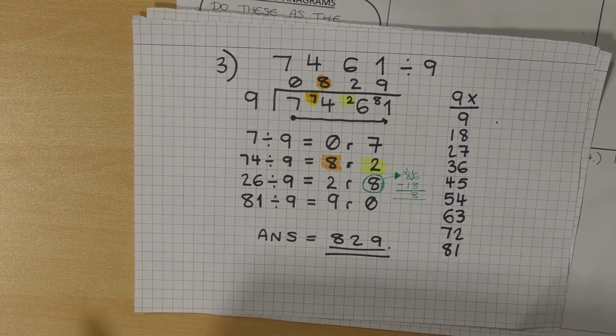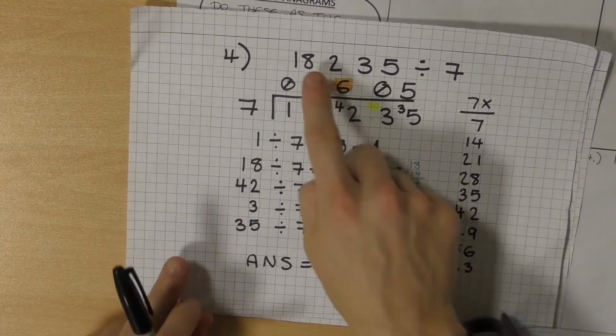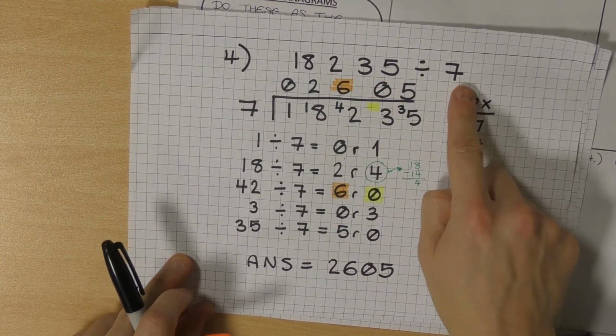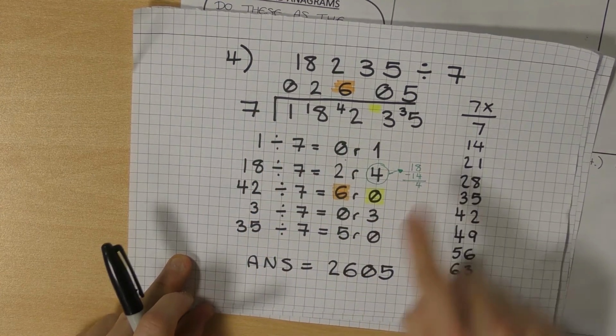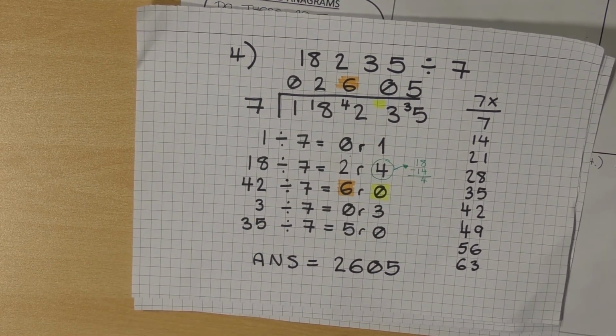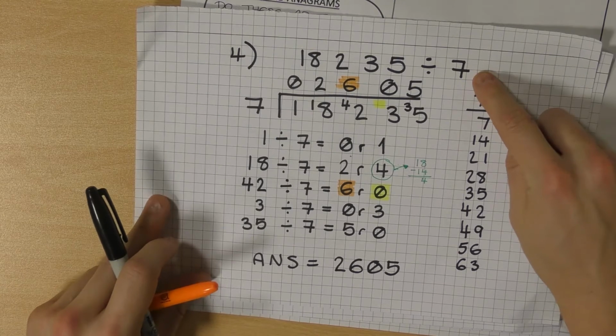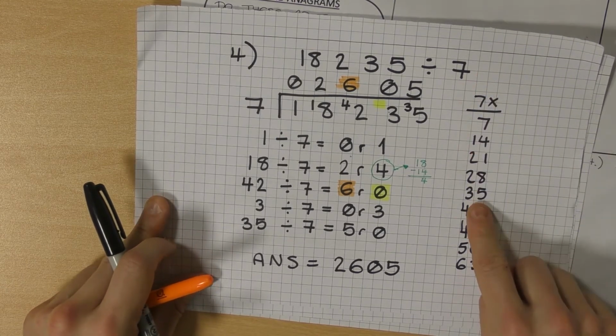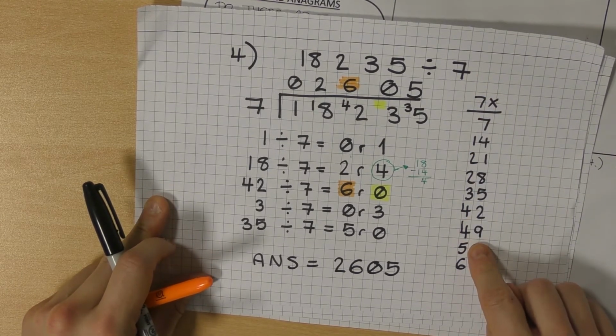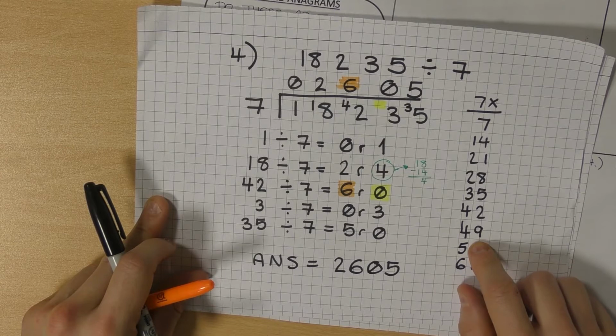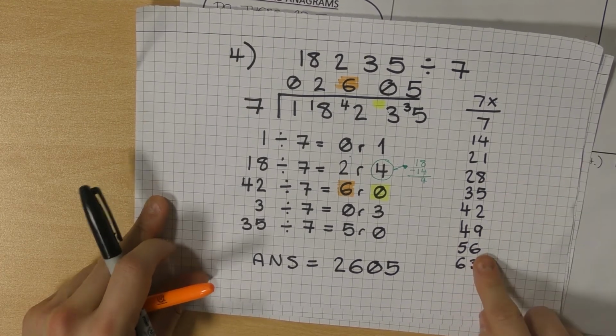Question 4, the last example. 18235 divided by 7. 7 goes on the outside, the number goes on the inside of the bus stop neatly and spaced out. I am not 100% confident with my 7s, so I wrote them down. By confident I mean you instantly recall them, so you should be able to say 7 times 9 is 63, or 7 times 5 is 35, without even having to think. If you have to think even for a second, write it down.